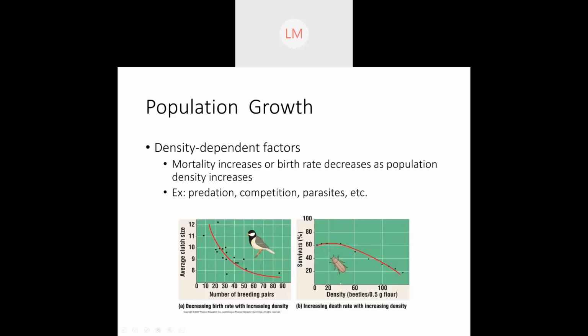We also have another example. We've got some beetles, we've got our density, and then this is just reflecting the percent that are surviving. So as we increase in density, the number of individuals that can survive is decreasing. So a decreasing birth rate with increasing density and an increasing death rate with increasing density.